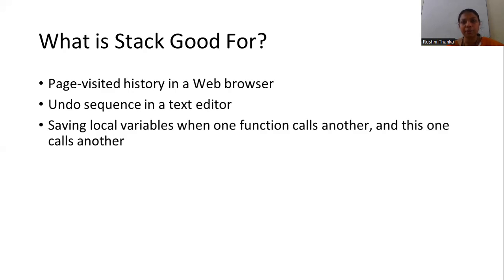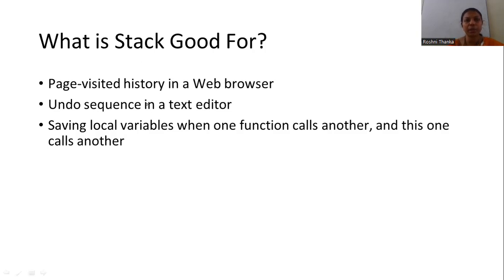After that, when we want to come back to the previous page, the last visited page comes first, then the one before it, one after the other. The first Google page we started from comes at the last. So the last in is viewed first. So page history in a web browser is done through the application of a stack.